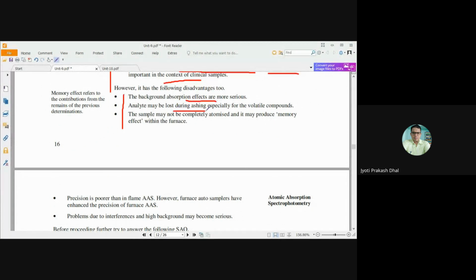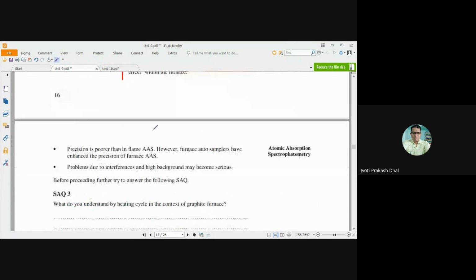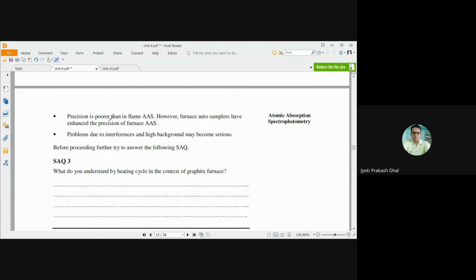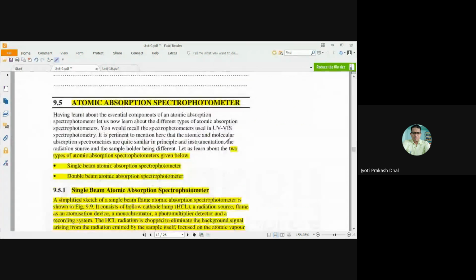Analyte may be lost during ashing, especially for the volatile component. The sample may not be completely atomized. It produces a memory effect within the furnace. Precision is poorer than the flame's. However, the furnace autosampler has enhanced the precision of the furnace. Problems due to interferences and high background may be serious.